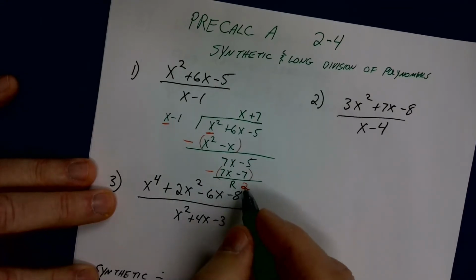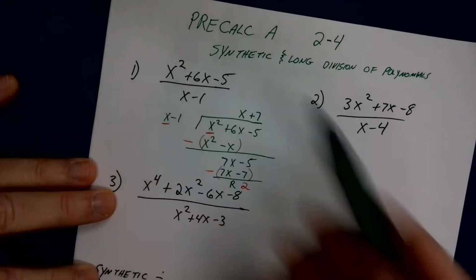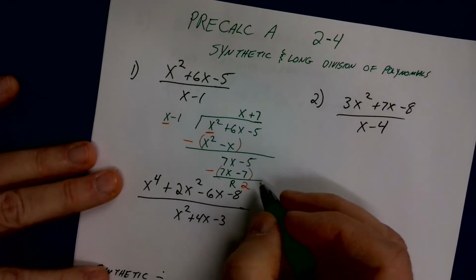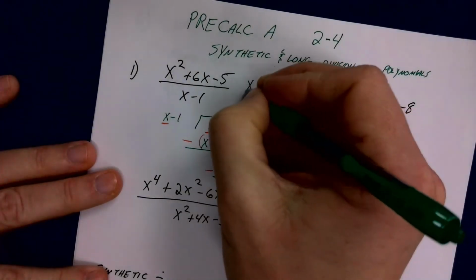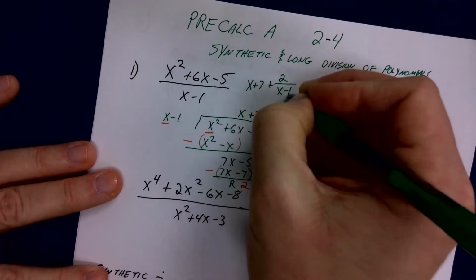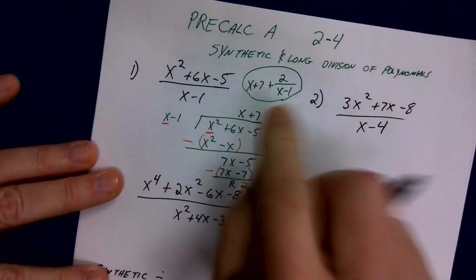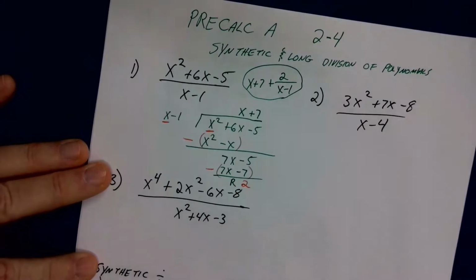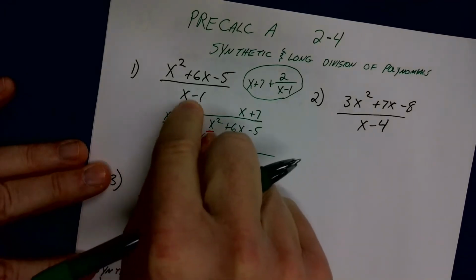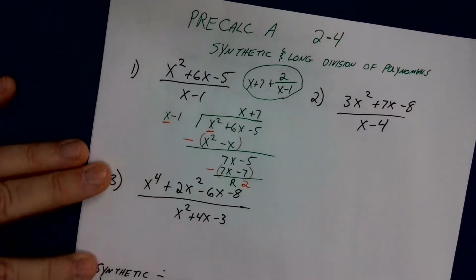If it was a remainder of 0, then that means that this top thing was factorable. Okay? This has a remainder of 2. So my final answer is x plus 7 plus 2 over x minus 1. That is the result of this division problem. Okay, so one more time. If there was no remainder, that means this thing would go evenly into this, and it would be a factor.